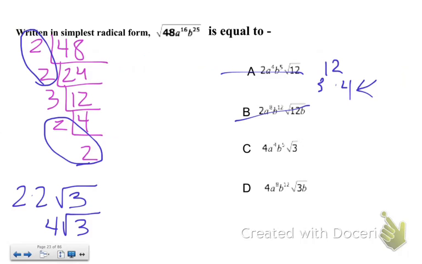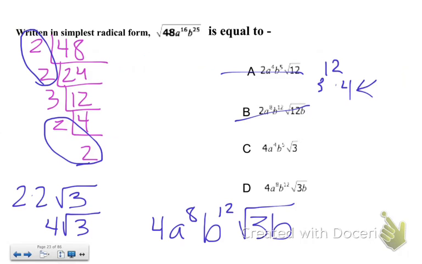Now we have to decide about a to the 16th and b to the 25th. So remember, you're not taking the square root of the exponent. You have 16 a's under there. So that means 8 pairs. So 4a to the 8th and nothing left underneath. Now, b to the 25th, there's 1 b left over, then 24 more b's, so that makes 12 pairs of b's, and 1 left underneath. So it has to be D.